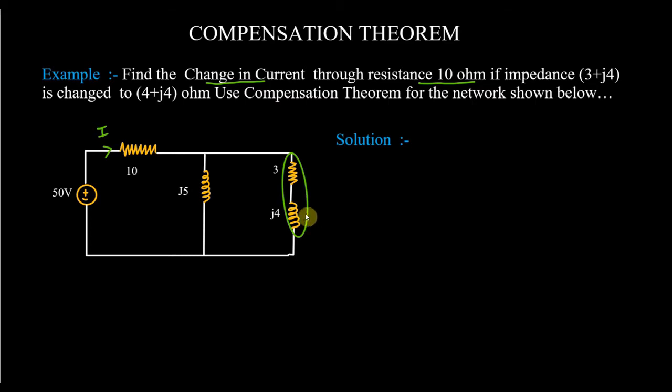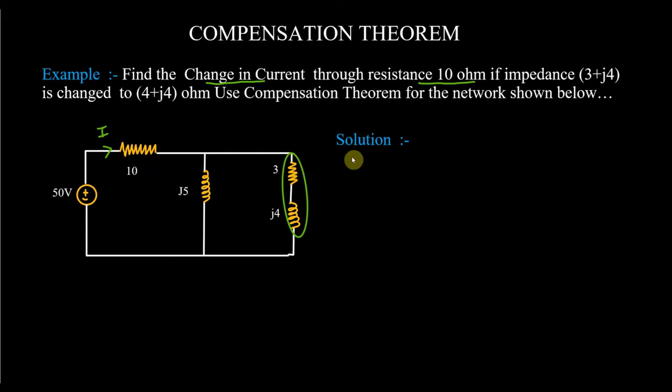So what we have done here is change the element in one branch and calculate the current in the other branch. In the last lecture, we changed an element and found the current through that same element. But in compensation theorem, you can find the current through any branch. So to solve this, we have to remember certain steps.